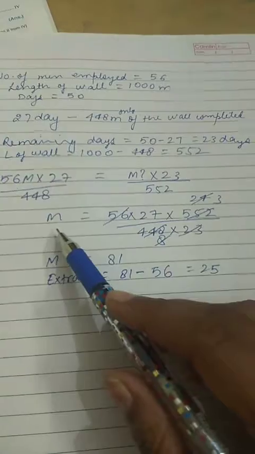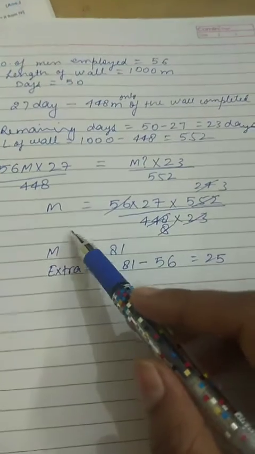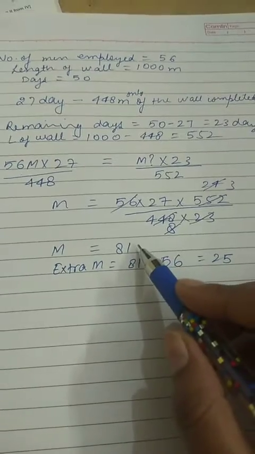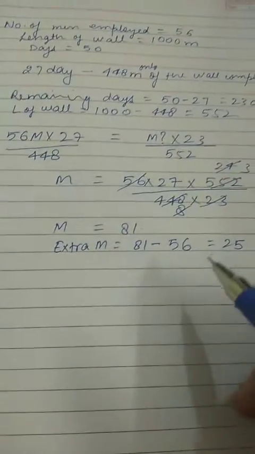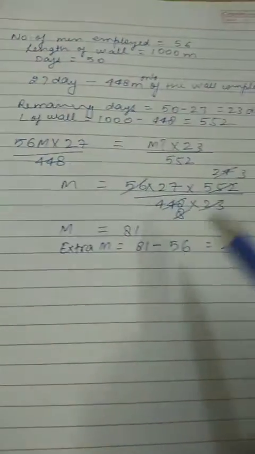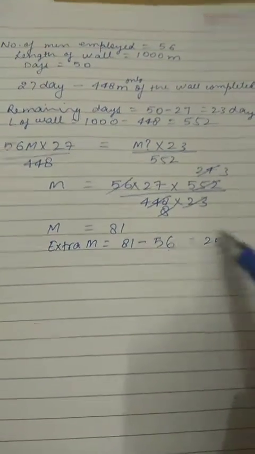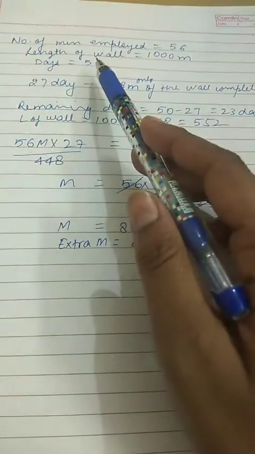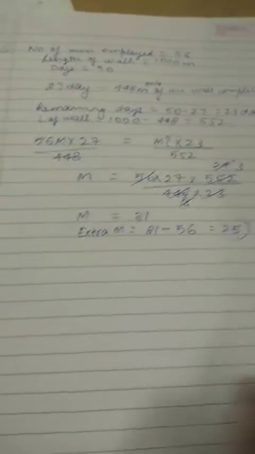So from here we will just find m as we have done in previous questions, and then we will solve for the value of m, that is the number of men which are required, which is 81. Now the extra men needed to finish the wall of 100 meters in 50 days is 81 minus 56, that is 25 men will be required extra so that the work can finish in the given time period, that is, the work can be finished in 50 days, otherwise it will take long.